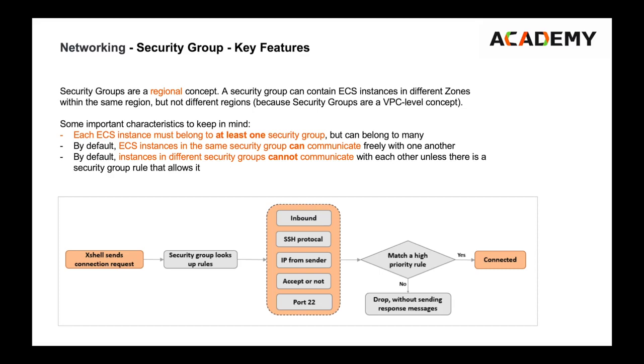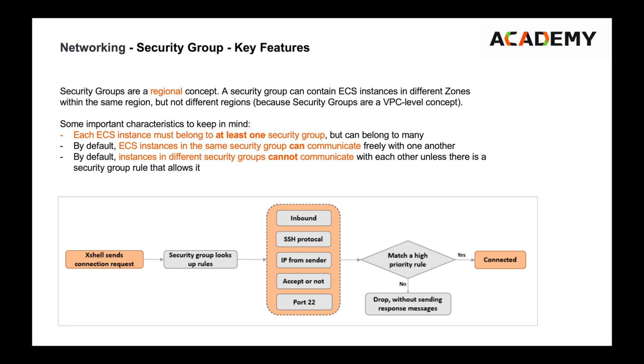And at the bottom of the slide here, there's an example of the rules that are applied when an incoming connection tries to reach an ECS instance. So let's say on my machine I'm running Xshell or another terminal. I try to SSH into my machine on port 22. What will happen is the security group will intercept that connection. It will see that there is an inbound TCP connection request on port 22 to my instance.